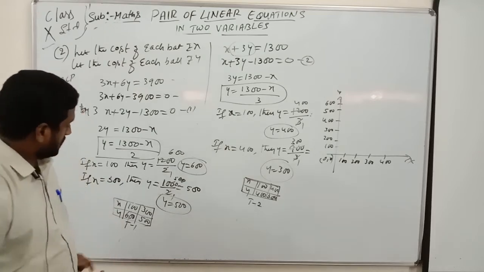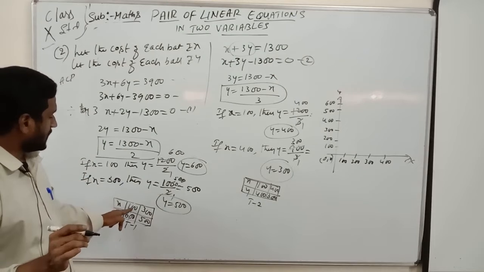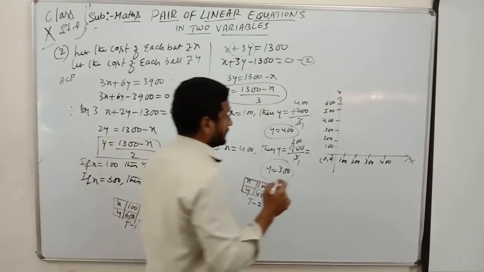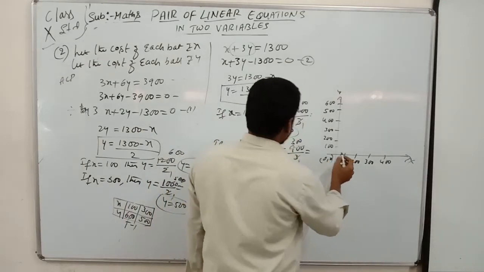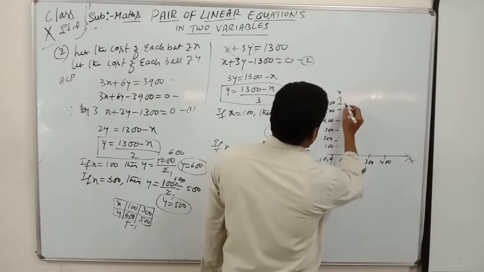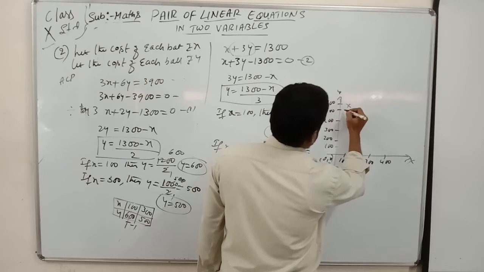Next what, sir? Now locate the point, x and y value. X value is 100, then y value is 600. Where they intersect, you can see here. X value is 100, y value is 600. So 100 to 600, okay. So the 100 line like this, again 600, they coincide here.